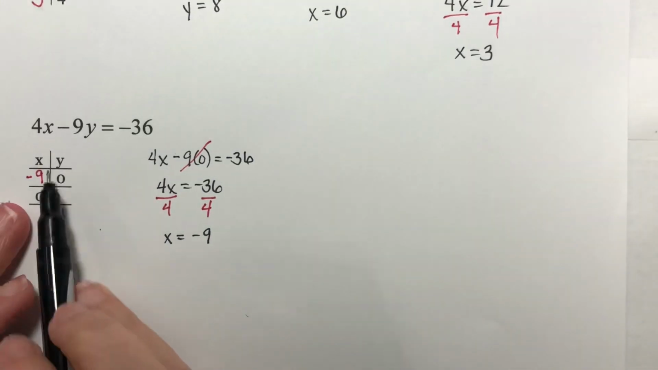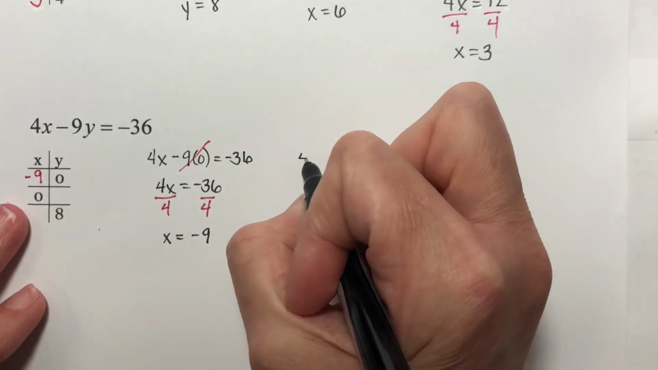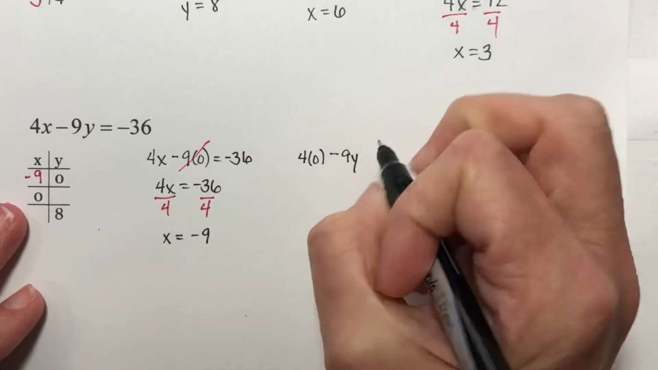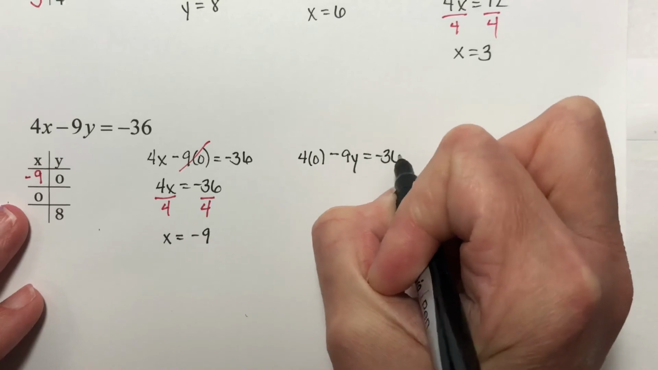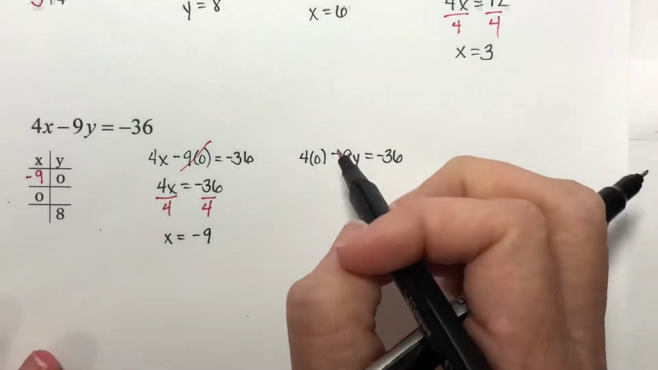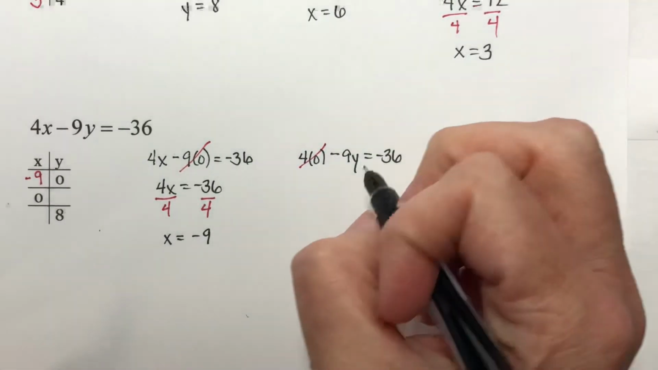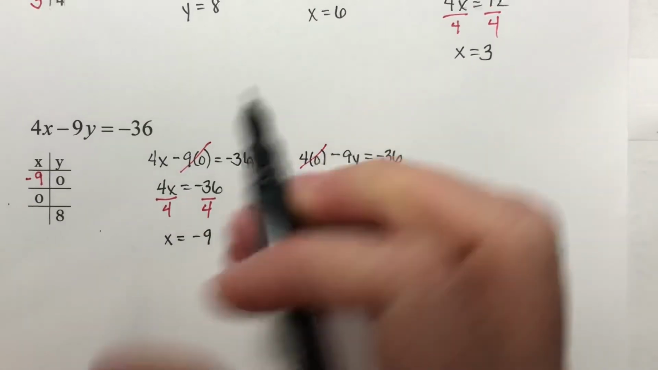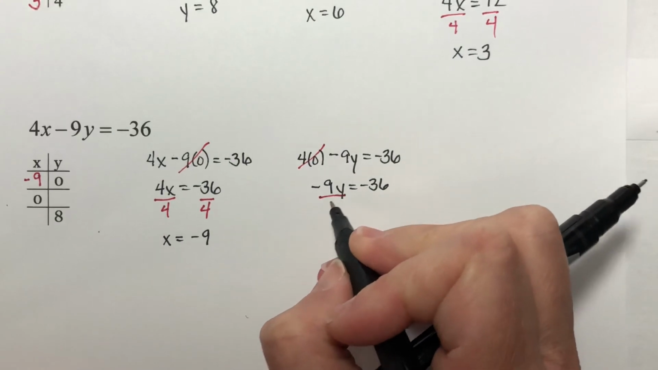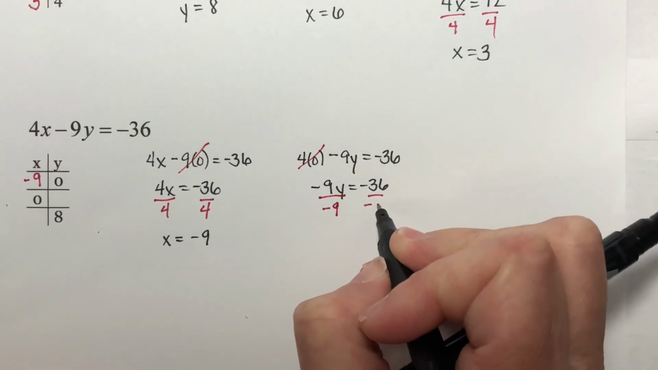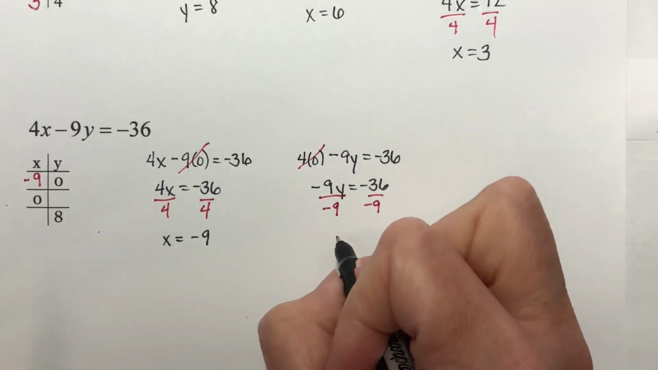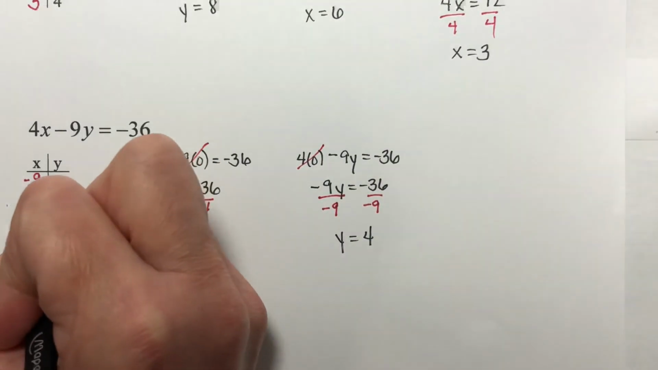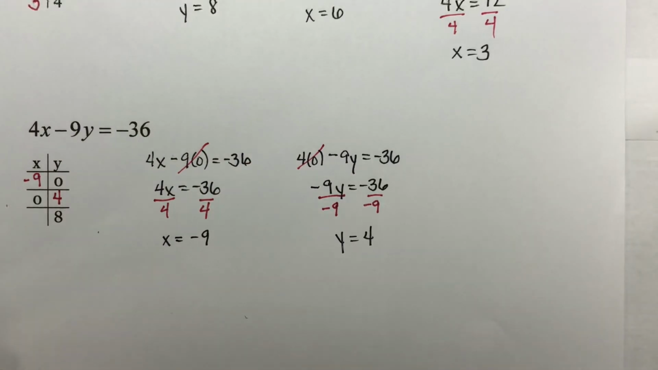Now let's plug in 0 for x. 4 times 0 minus 9y is equal to negative 36. 4 times 0 is 0, so that goes away. I have negative 9y is equal to negative 36. I need to divide both sides by negative 9. And I get that y is equal to 4. So I need to put a 4 right there.